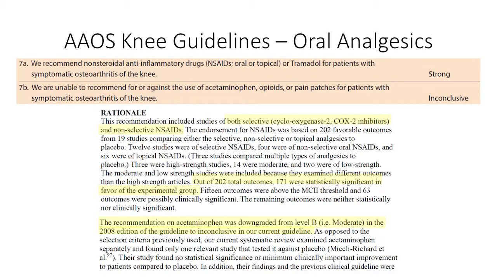So our Academy's recommendation, there is strong evidence behind anti-inflammatories, whether they are the oral pills or the creams, and Tramadol. We had inconclusive evidence on whether to recommend Tylenol or pain patches, and I'll just also say that opioids should never be prescribed for arthritis, and we'll get back to that a bit later.